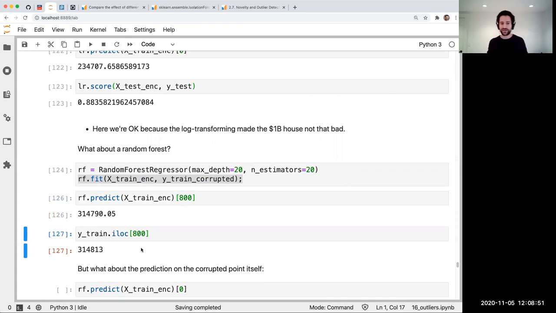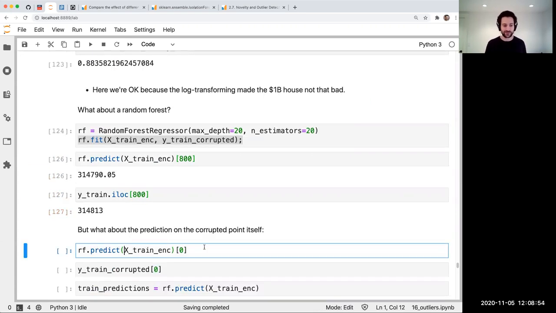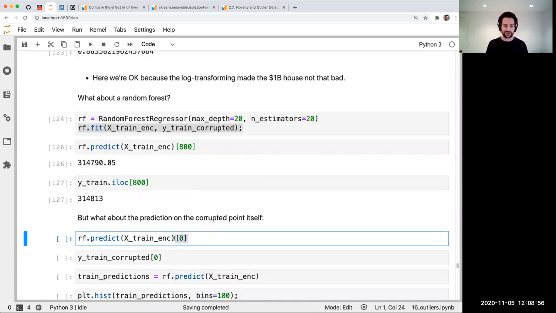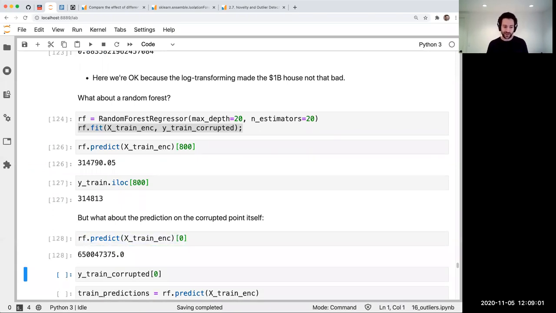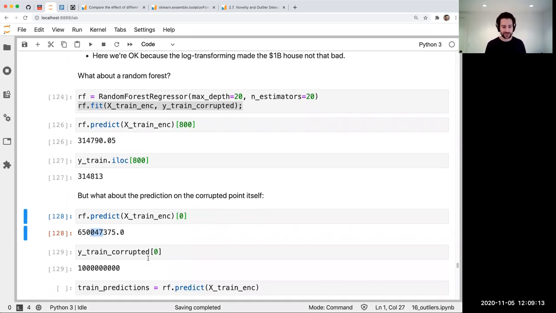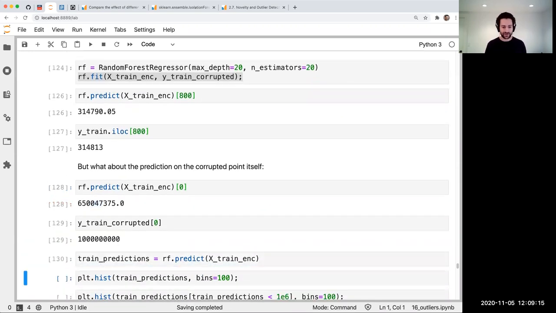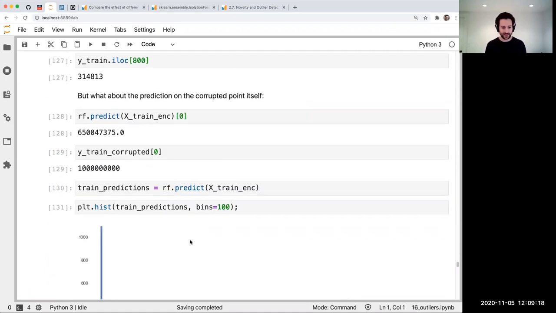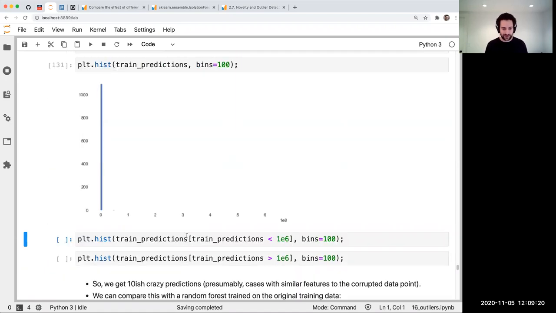Now, random forests are actually a bunch of decision trees, but that intuition more or less holds. If I go back to predict on the messed up point itself, which is house number 0, then I get a big prediction of 650 million, which is kind of close to the billion. If I have another house that was similar to the one that got messed up, I will also get crazy predictions. And here I have a histogram of all the predictions again. Most of them are fine, and a couple of them are super massive.